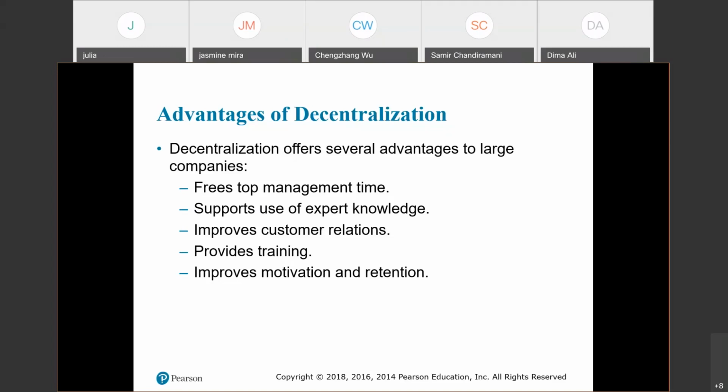Second, decentralization supports use of expert knowledge. Decentralization allows top management to hire the expertise each business segment needs to excel in its own specific operations. For example, decentralizing by state allows companies to hire managers with specialized knowledge of consumer demand for product or service. Such specialized knowledge can help segment managers to make better decisions.